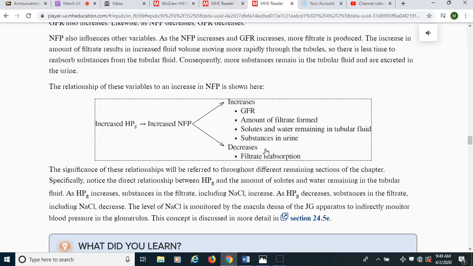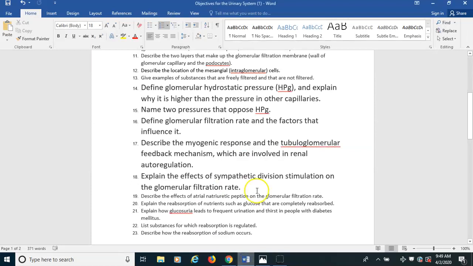So, all right, that is our objectives 14 through 16 on the glomerular forces in the glomerulus that caused the filtrate to be formed, and the glomerular filtration rate was just a parameter that our body wants to keep in a normal range so that our cells remain happy.